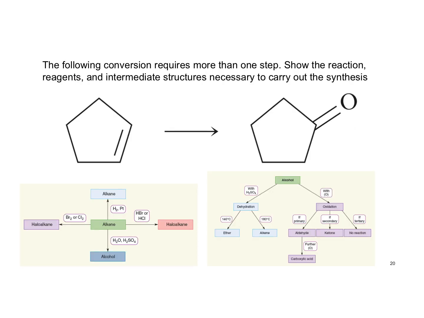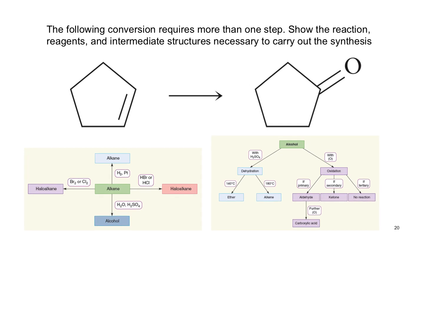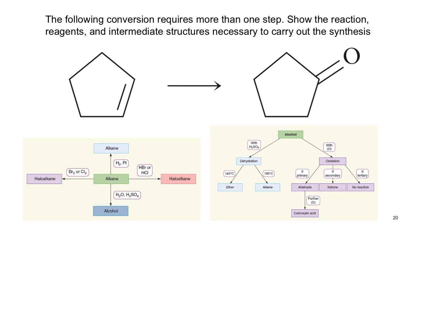In this multi-step reaction problem, it says the following conversion requires more than one step. Show the reaction, reagents, and intermediate structures necessary to carry out the synthesis. So when we look at this, what we have here is the reactant here and the product here. And we want to look and see how these change as far as their functional groups are concerned. And so when we look at this, we say, hey, look, we have a double bond here, and that tells me it's an alkene.